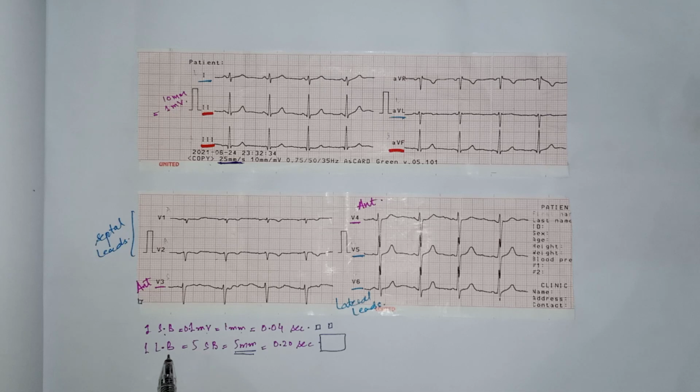And one large box contains 5 small boxes, which is equal to 5 millimeter, because one small box is equal to 1 millimeter. And 0.04 times 5 is equal to 0.20 seconds. So one large box has a time duration of 0.20 second. A doctor should check whether the ECG he or she is reading is standard or not. Whether the ECG is standard or not can be checked by two things.